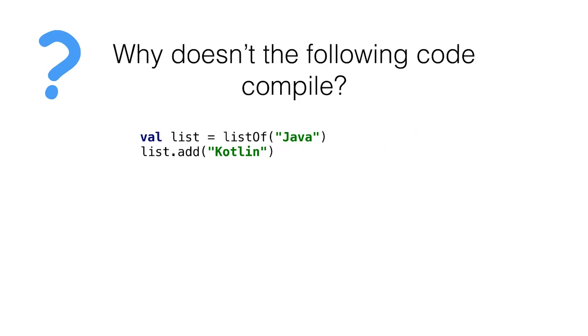Another question. What do you think? Why doesn't the following code compile? That might be a source of confusion for people who are new to Kotlin. The declared variable has the type list, but when you try to modify it, you see an error.